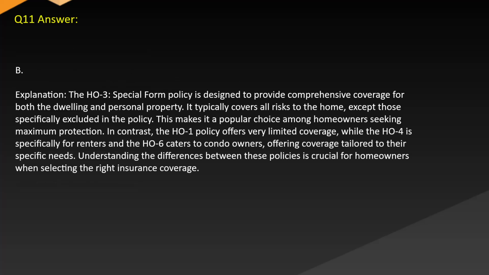Answer. B. Explanation. The HO3 Special form policy is designed to provide comprehensive coverage for both the dwelling and personal property. It typically covers all risks to the home except those specifically excluded in the policy. This makes it a popular choice among homeowners seeking maximum protection. In contrast, the HO1 policy offers very limited coverage, while the HO4 is specifically for renters and the HO6 caters to condo owners, offering coverage tailored to their specific needs. Understanding the differences between these policies is crucial for homeowners when selecting the right insurance coverage.